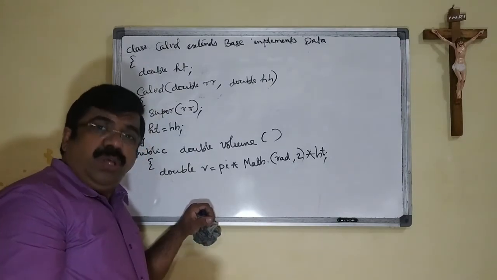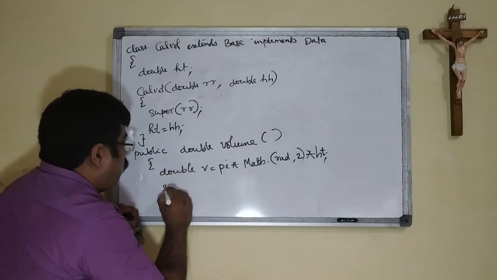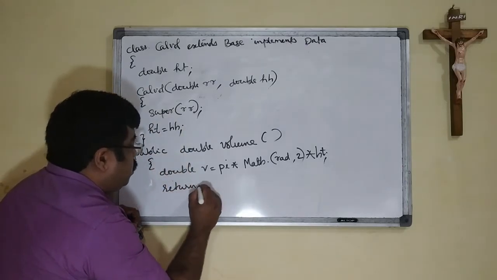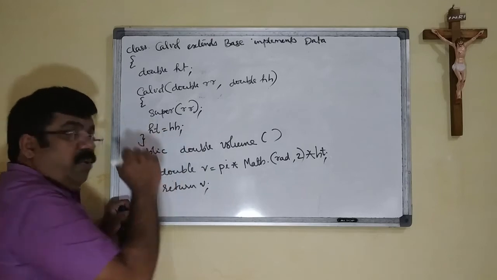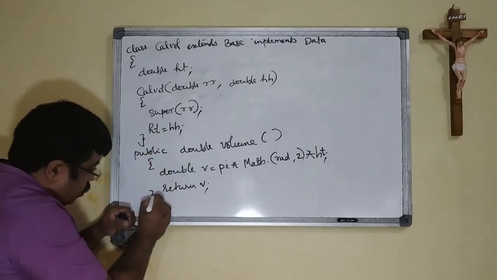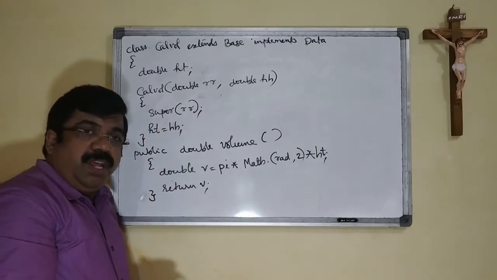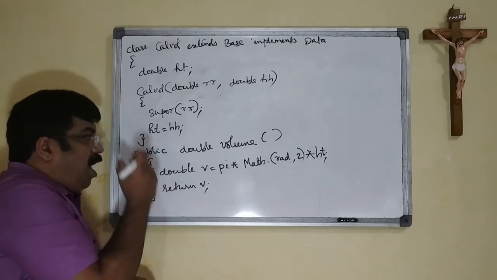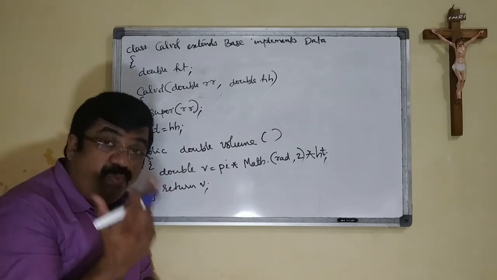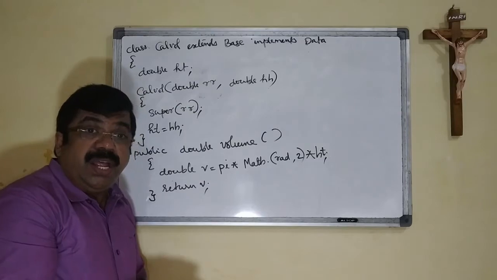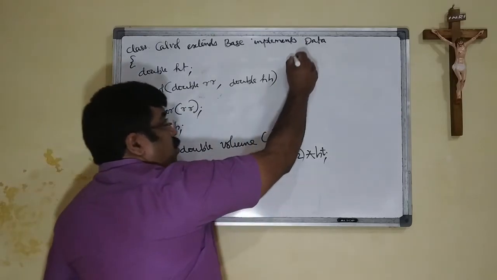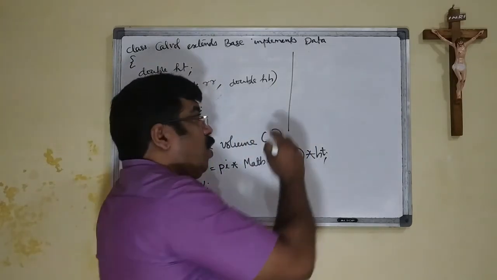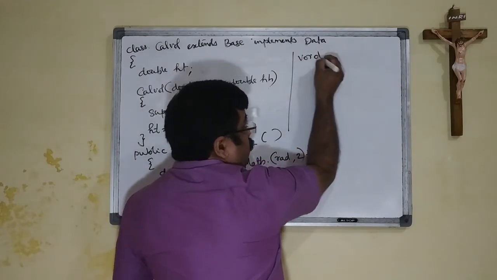Now we have to return the volume. So we give return V. Close it. Next what do we have? We have to have the show function which is there in the derived class. Give void show.